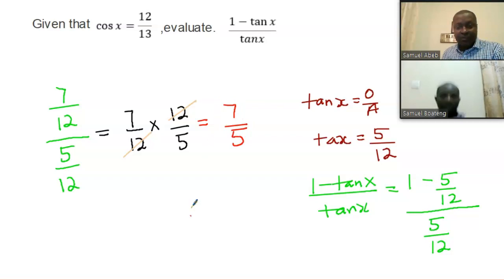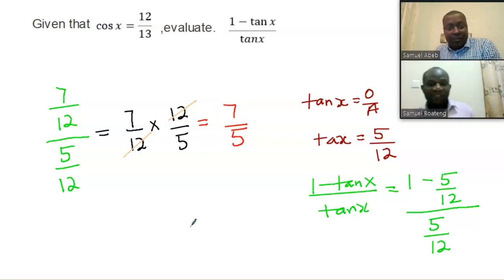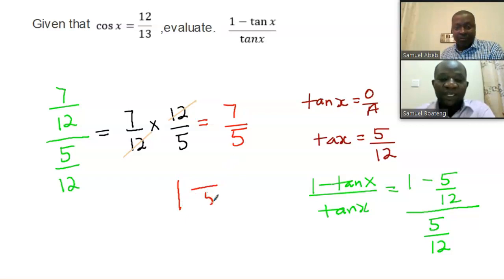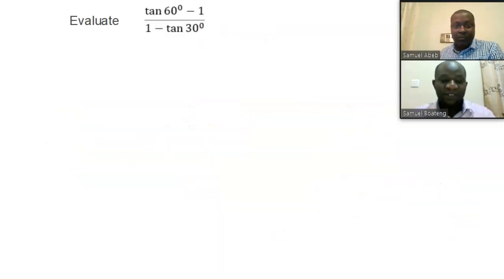And remember, as you prepare for your WASSCE exams, there are certain things that you need to take note of. Don't leave your answer in improper fraction. This is an improper fraction, so we need to convert it to mixed fraction. 5 will go into 7 once, remainder 2. So 1 and 2 out of 5 to get your full mark. I'll also be telling you the secret of getting all your marks.